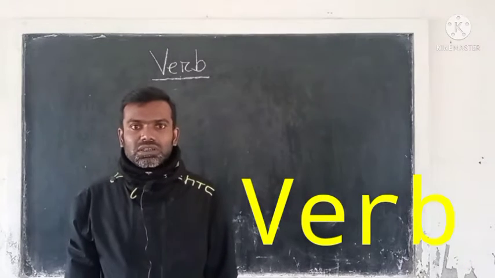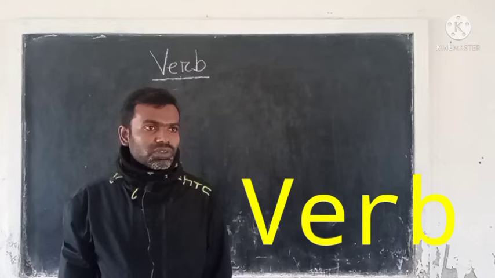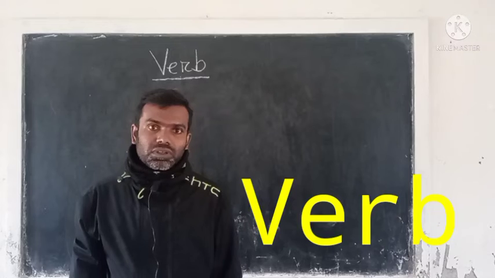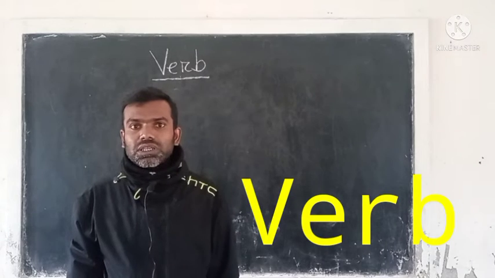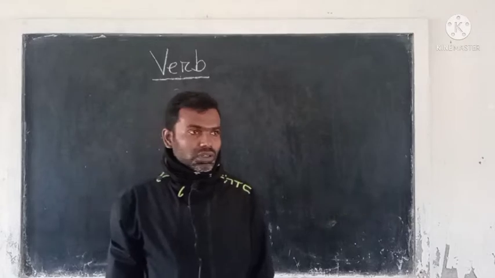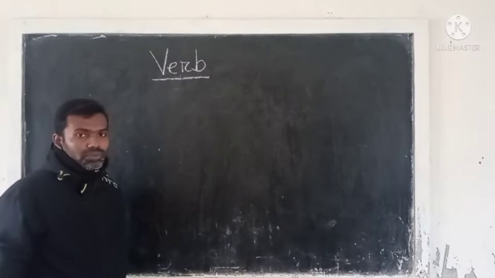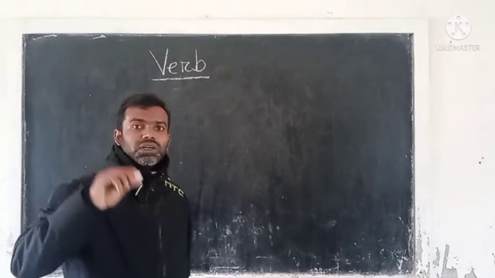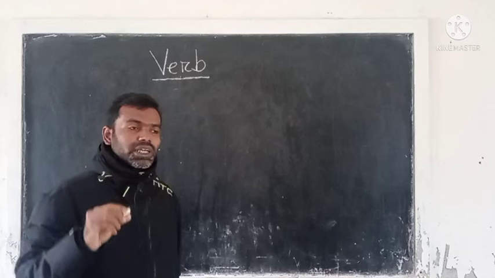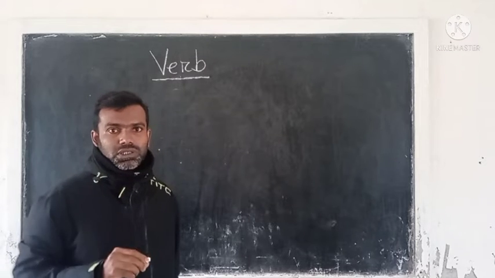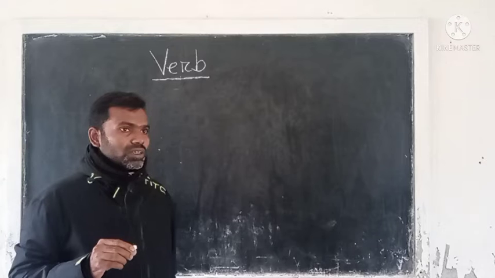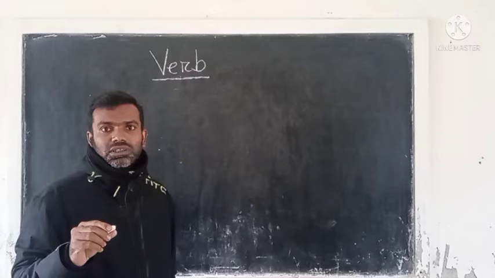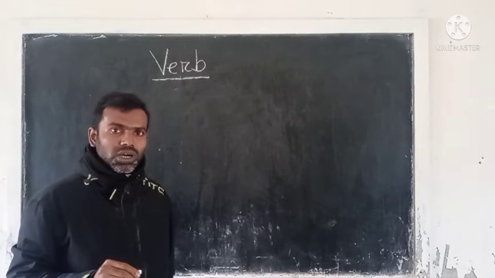Today I will discuss one verb, especially the classification of verb. At first we have to know what is verb. We can define the verb. Verb is a word that indicates the activities of something. The words which indicate to do something are called the verb.